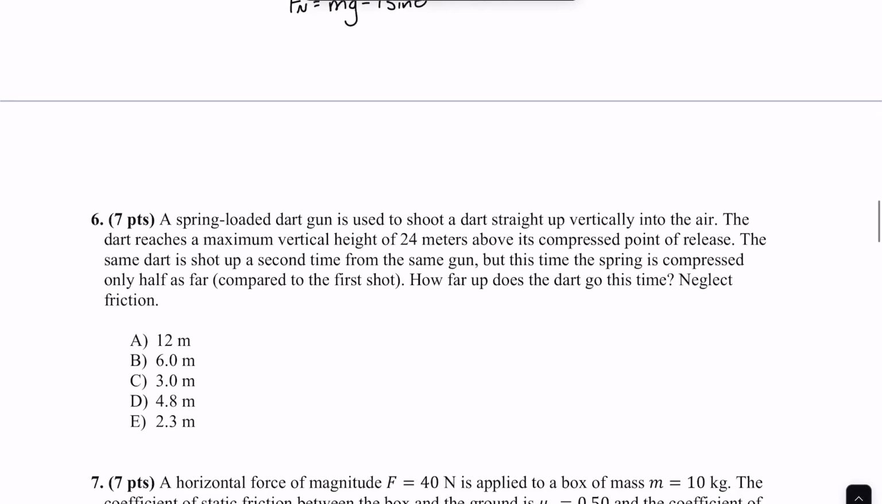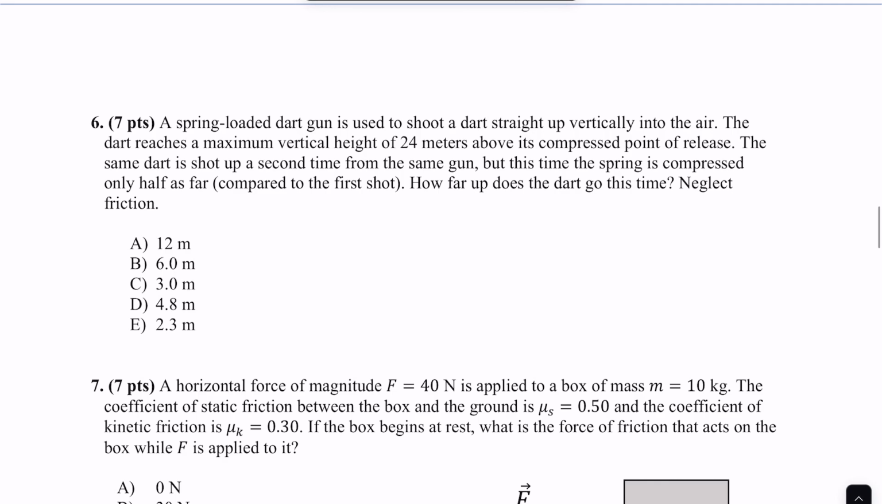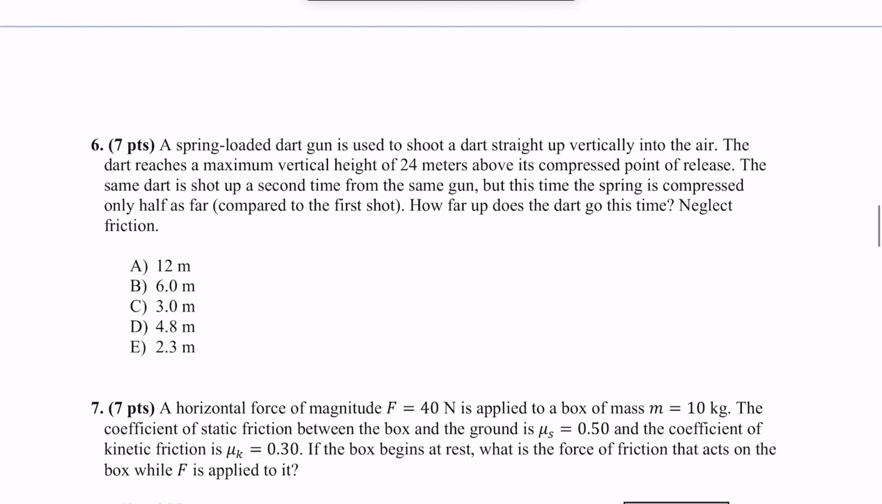The next problem is a somewhat tricky conservation of energy problem. We have a spring-loaded dart gun used to launch an object straight up into the air, and it goes up a max of 24 meters when it's compressed some distance. Let's call it x1. So in our picture, we have the ground, the platform, the spring compressed some distance x1, and the object, we're told, rises into the air 24 meters. We'll call that height 1.